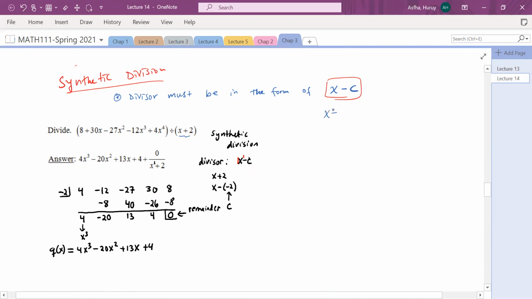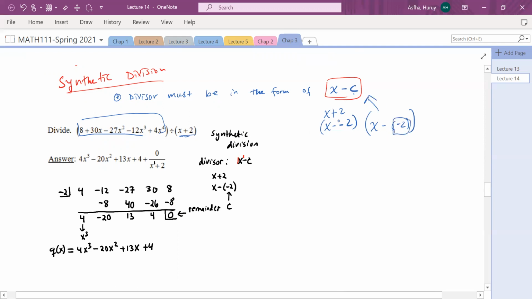So if we have x plus 2, we want to divide this number by x plus 2. But we have to write x plus 2 in the form of x minus c. Okay, we need it to be this way. And to do so, I can write this as x minus (minus 2). Therefore, if I write this in a more proper way, I put parentheses here. So my c is now negative 2.